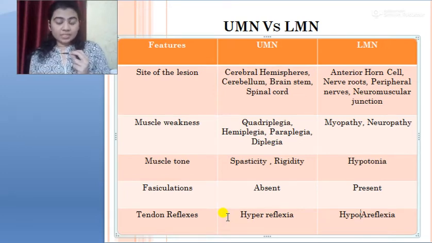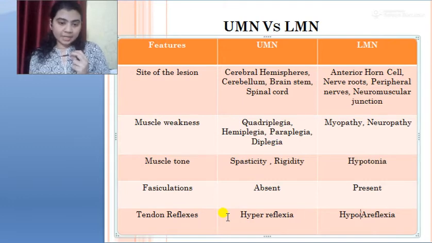In UMN the fasciculations are absent because it is not any lower motor neuron, or it is not any receptor mediated, or it is not any muscle contraction failure disease. It is because the cerebral cortex or the higher nervous system is not able to transmit the information to the lower motor neuron. That's why fasciculations will be absent in UMN.